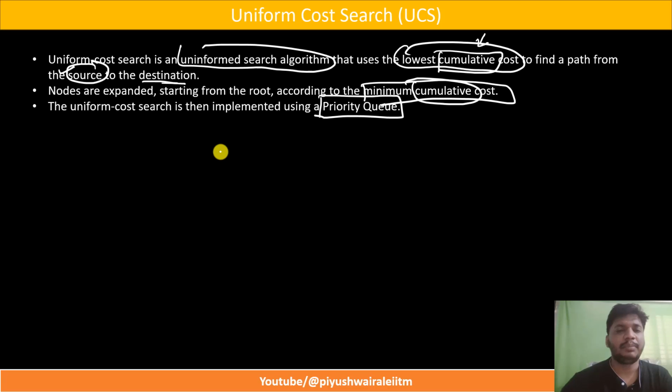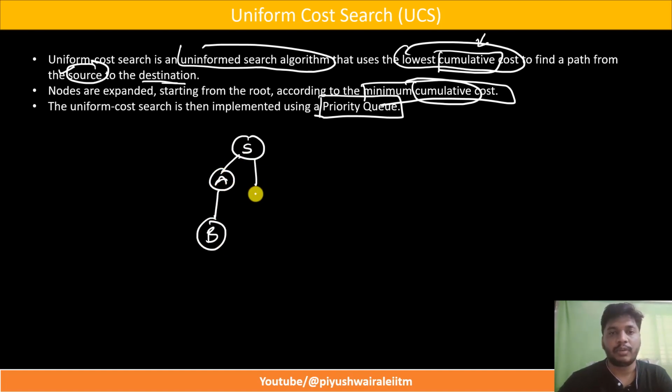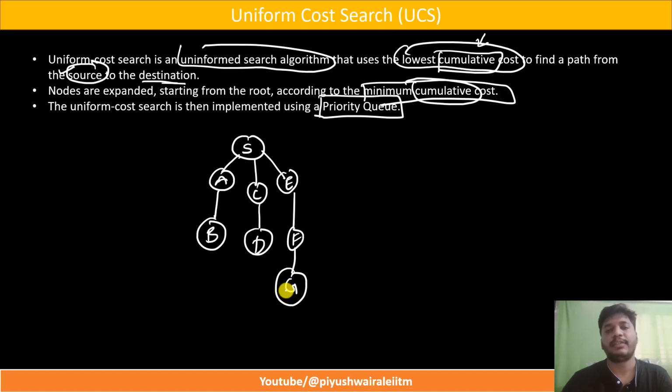Now let us take one simple example. Suppose this is my starting node, S. Now I can go from S to A to B, then from S to C, C to D, and from S to E to F, and suppose this is my goal state, that is G. And say, for example, the costs associated with the paths are 1, 3, 3, 5, and you can consider 5 to 1.